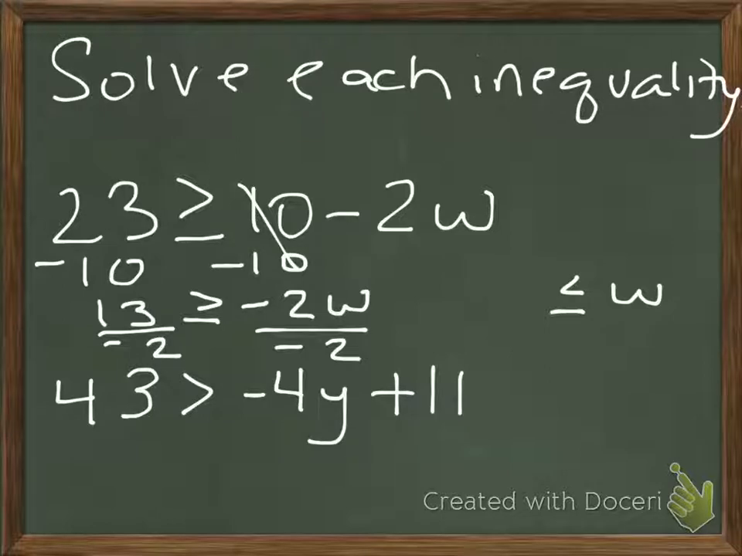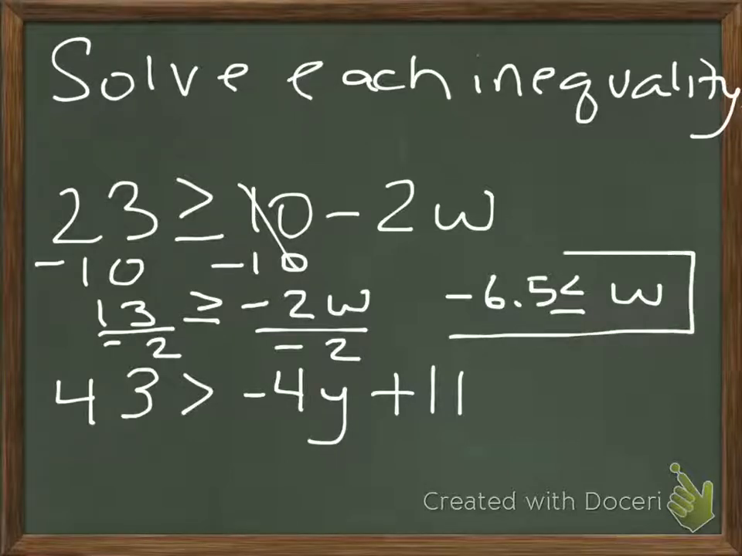So now I have W here, and 13 divided by negative 2, which is negative 6.5, or negative 13 over 2 is fine. And this would be your answer. And remember, you read from the variable, so this would read as W is greater than or equal to negative 6.5.